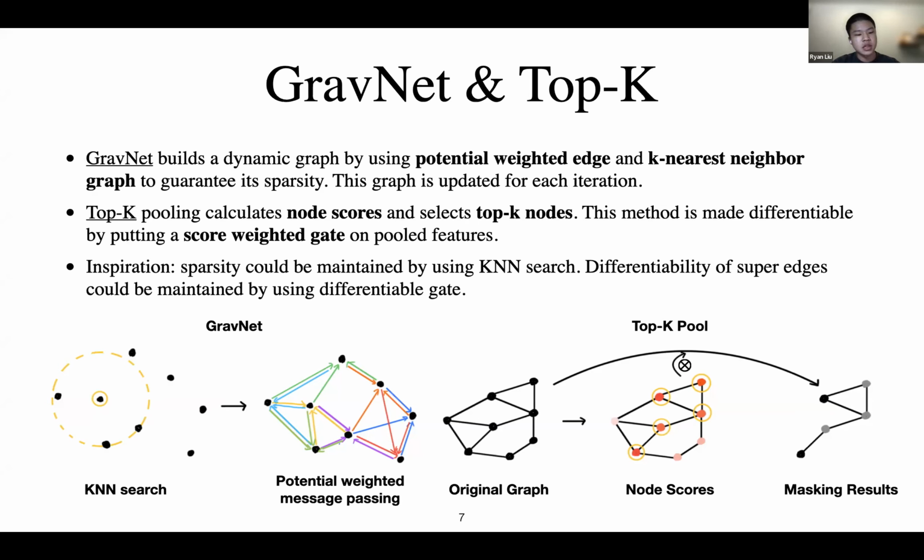On the other hand, the top k pooling generates a scoring by using a GNN and select only the top k ranking ones. And obviously, this is a discrete operation. However, the differentiability is restored by multiplying the top k nodes by the score gate. So they multiply the node scores to the original node features. So the takeaway here is that the sparsity can be maintained by using k nearest neighbor search, and the differentiability can be maintained by applying a score gate.